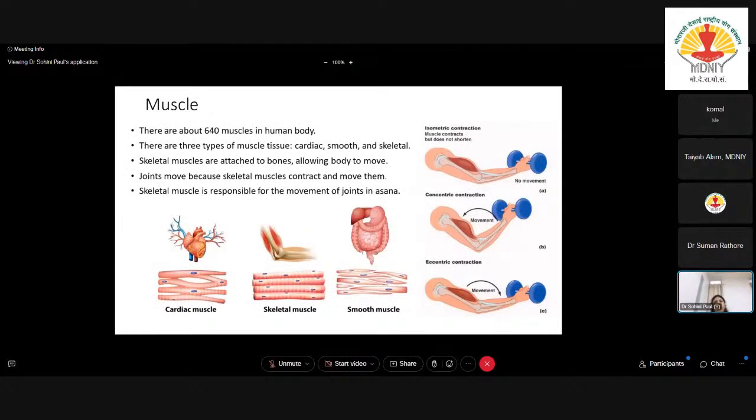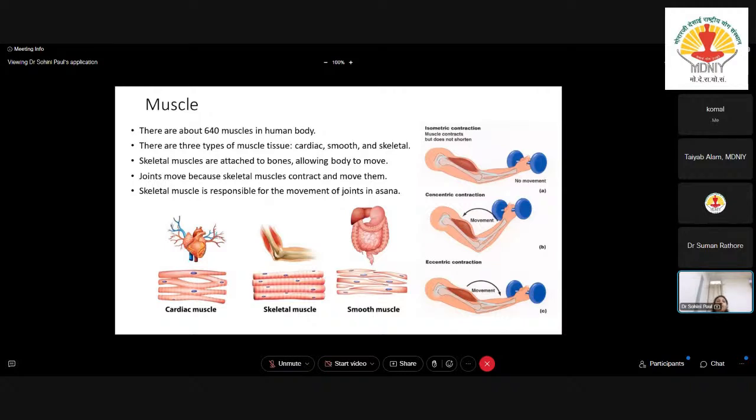Muscles, we know, there are about 640 muscles in our body, and muscles can be cardiac, smooth, and skeletal. When we talk about the biomechanics part, it's the skeletal muscles we are concerned with, and they are attached to the bones and allow your body to move. Joints move because skeletal muscles are contracting, and that's why they are moving there.